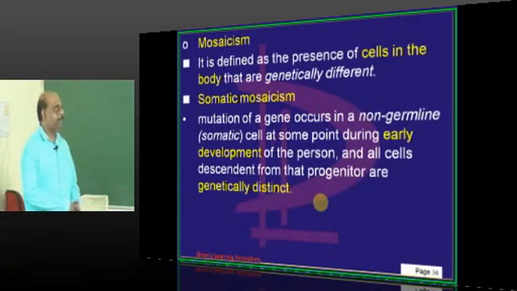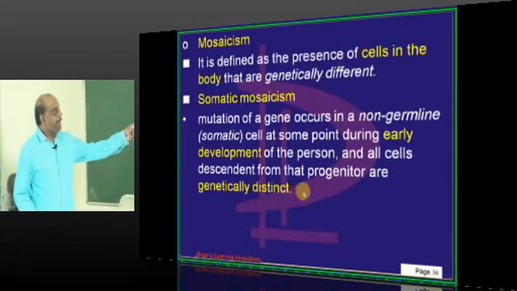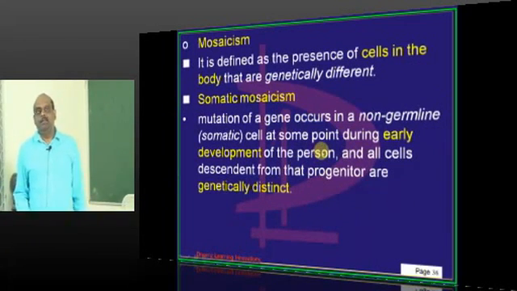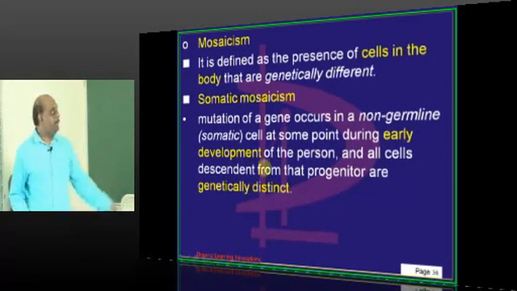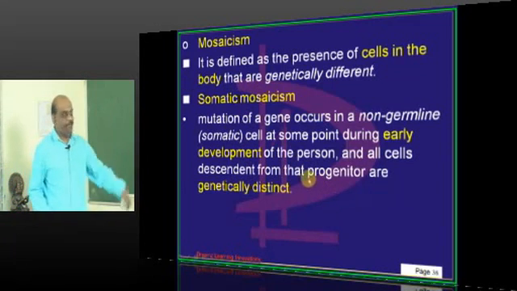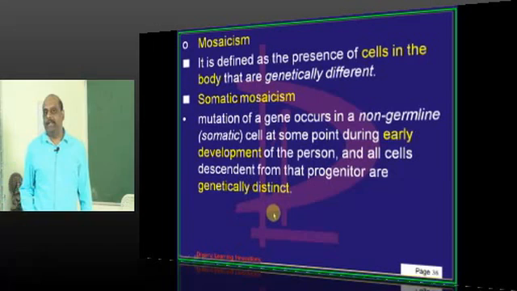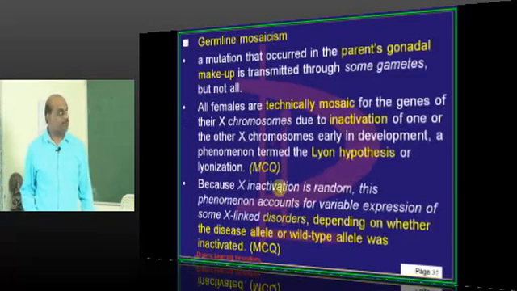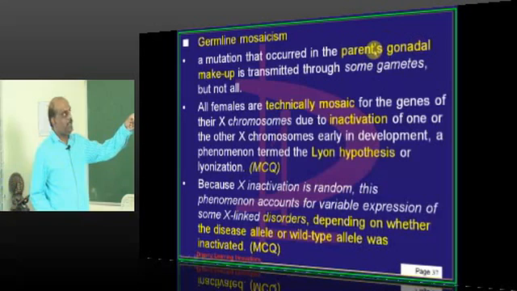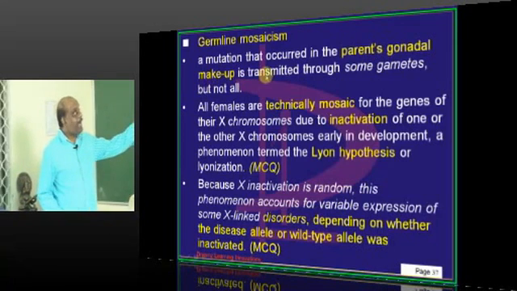What is meant by somatic? Typically, there is a mutation in a gene in a non-germline, a somatic cell, in the early part of development. This is called somatic mosaicism, so that ultimately the descendant cells are genetically distinct from the others. Germline means the parent's gonadal makeup.